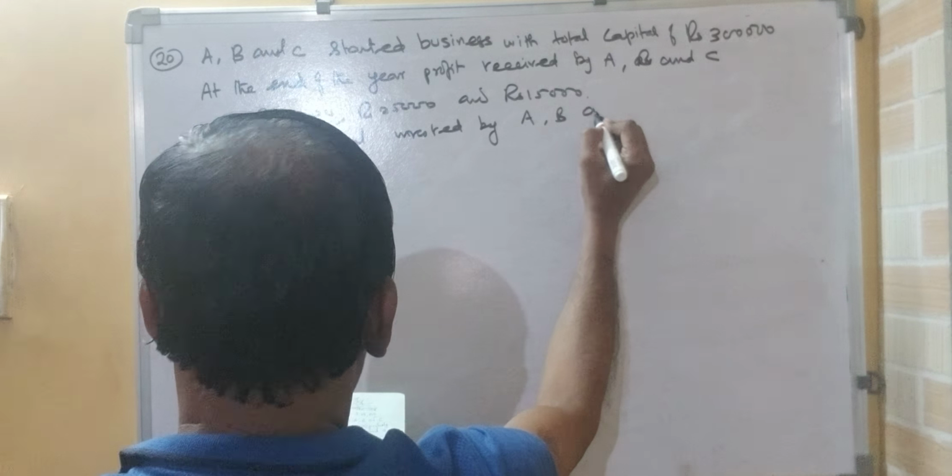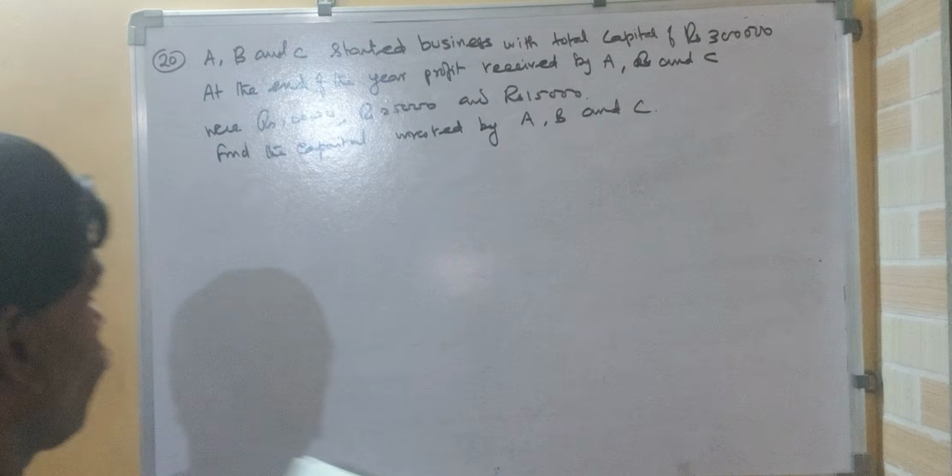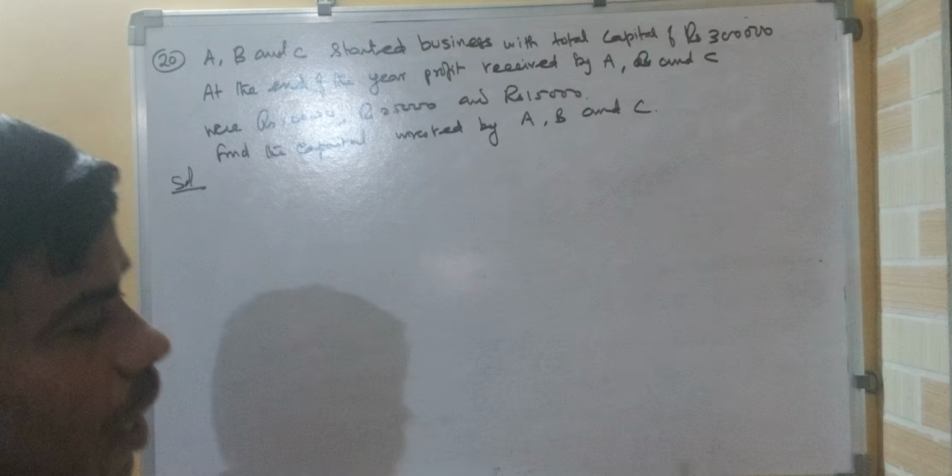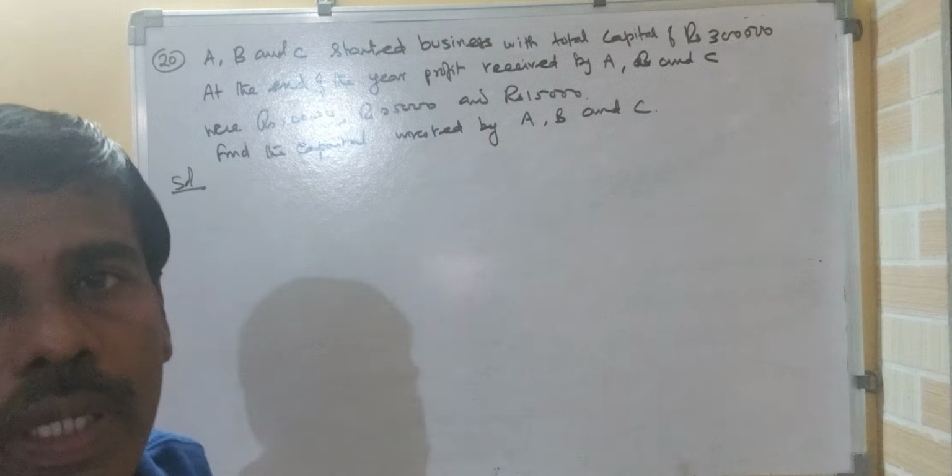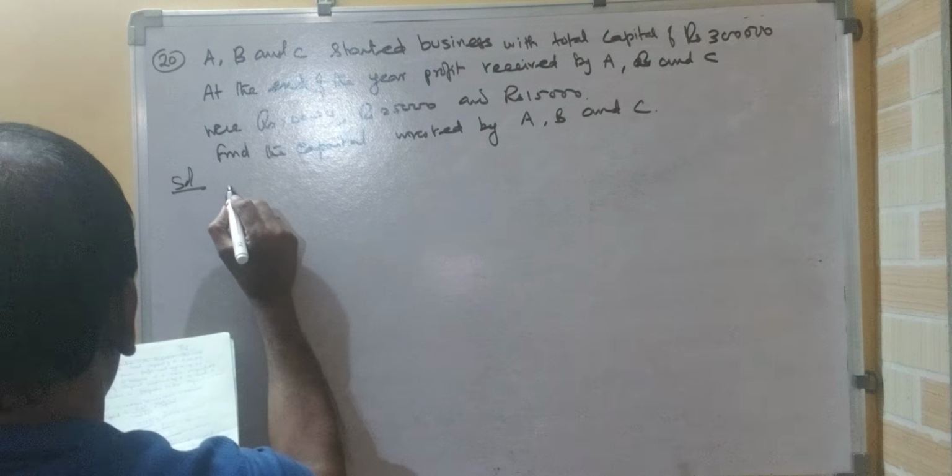Now listen very carefully. See, the difference between the earlier sum and this sum is, there we have given the capital invested by the investors or the partners A, B, C. Here, we are given the profit received by them and the total amount invested. From there, now you have to find out the capital invested by A, B and C. This is also simple. Okay, now how to do it?